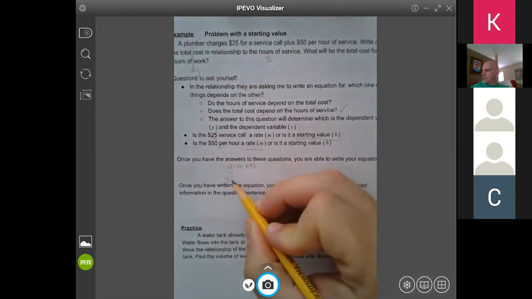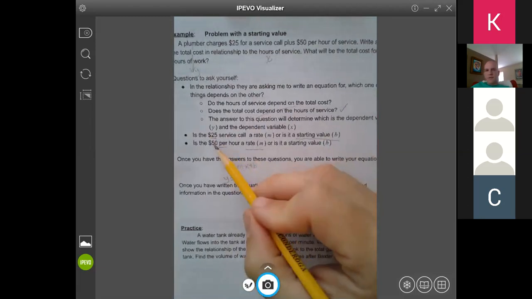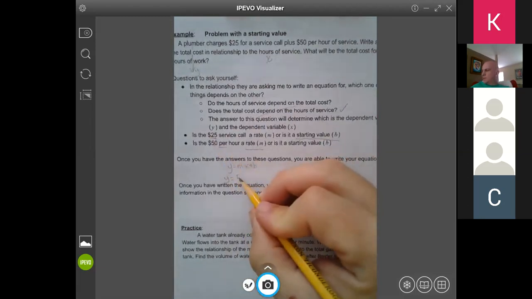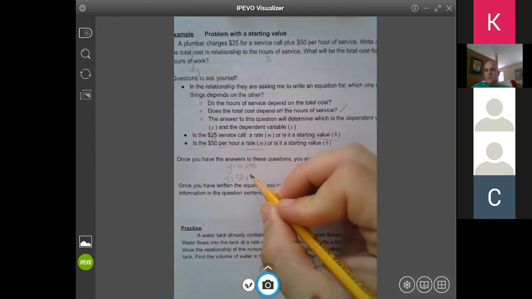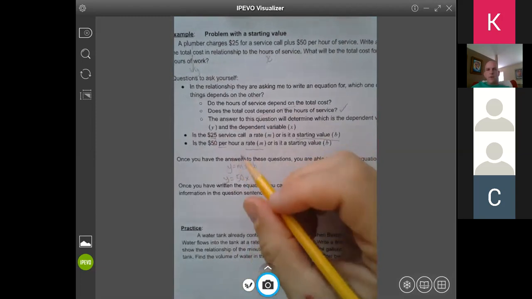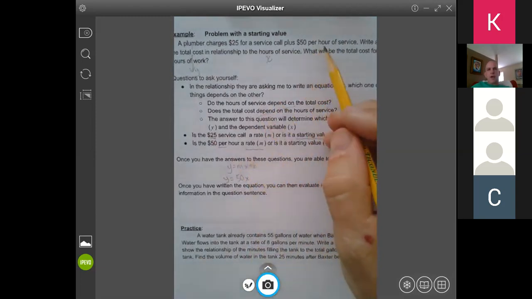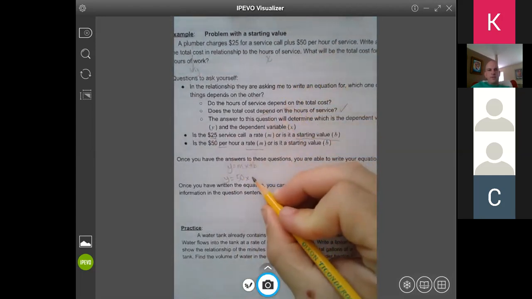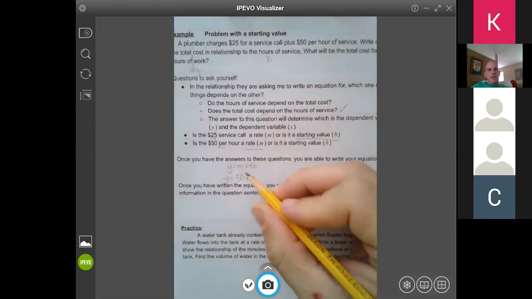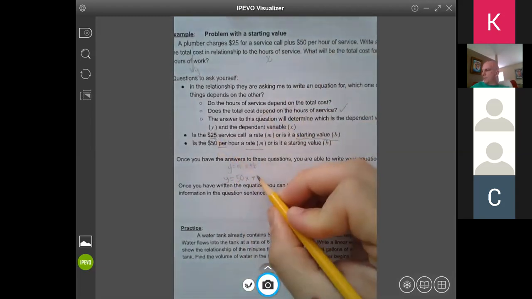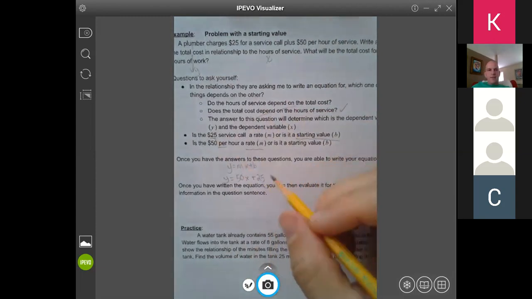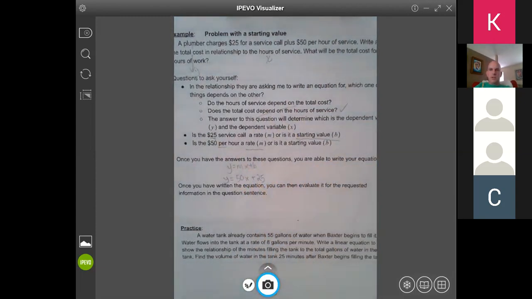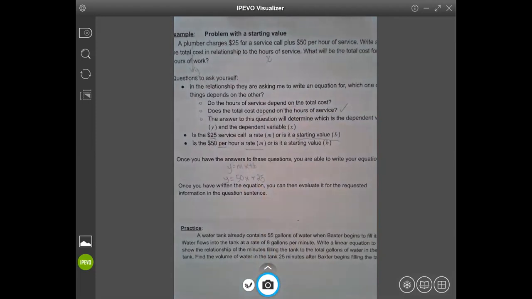So y is our total cost, equal to that M, which is $50, times X, which is our number of hours. And if, again, we weren't sure about this, per hour should indicate that X is our hours, plus B, and B in this case is the 25. So we have that slope-intercept equation. Does everybody follow me on that? Does anybody have a question on what I did there?